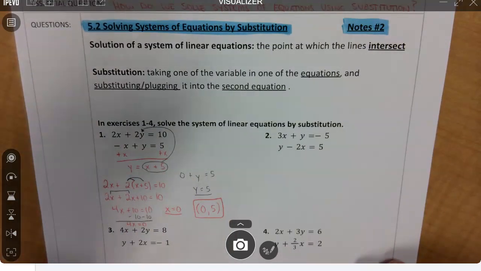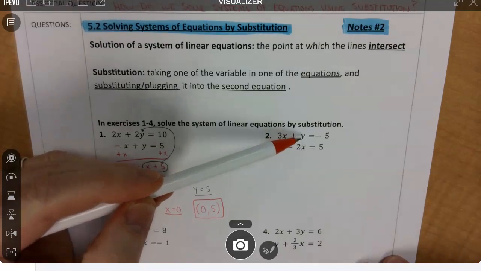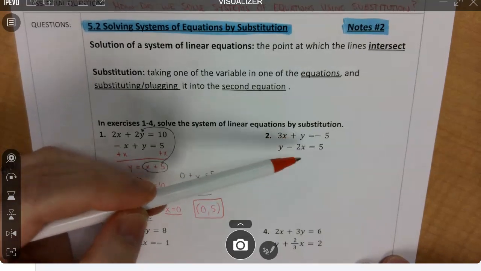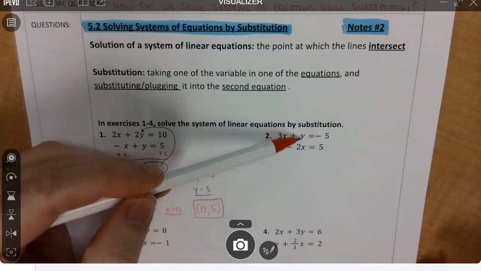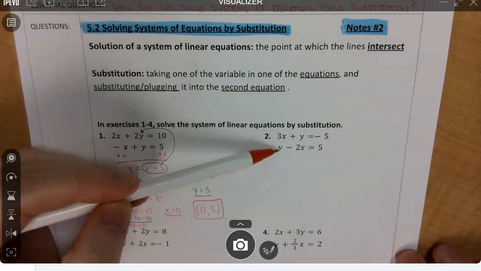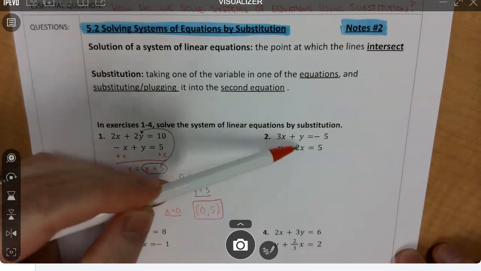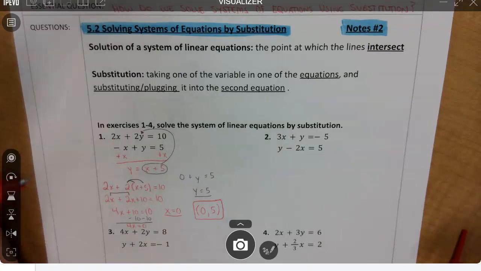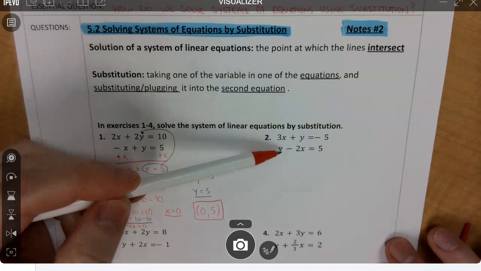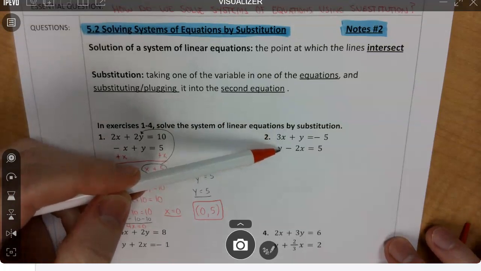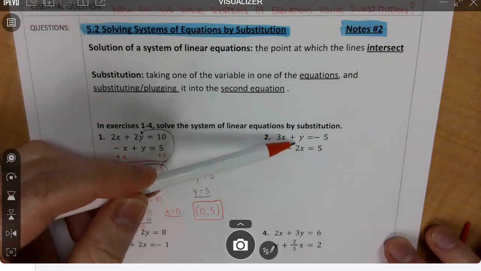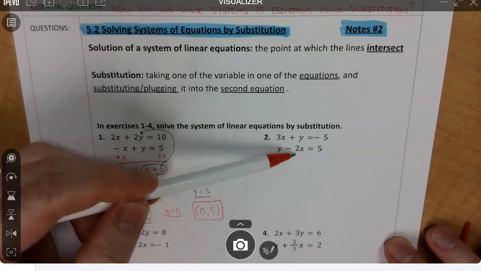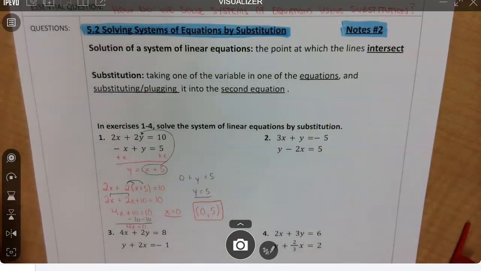All right, in number 2, in the first equation, I see a singular y. And then in the second equation, I see a singular y. So really, either one of these equations would be easy to turn into y equals form. I'm actually going to choose the second one, and the only reason I'm going to do that is because I know that when I move this negative 2x to the other side, it's actually going to become positive.